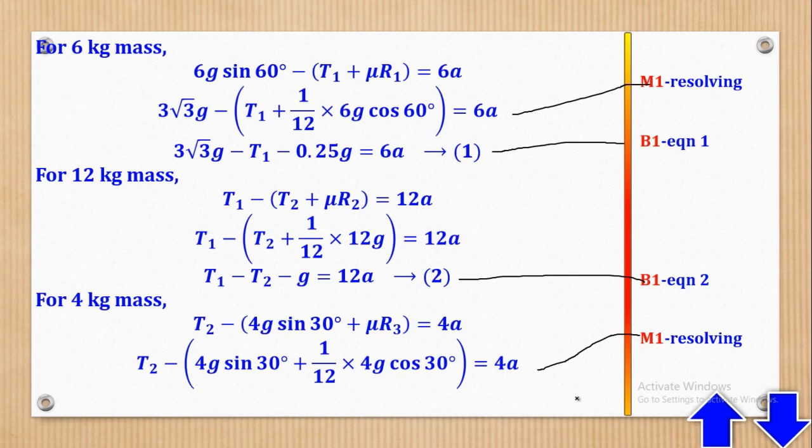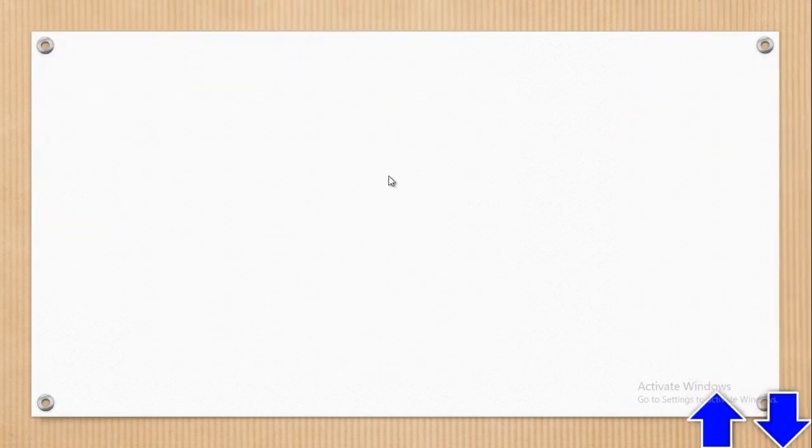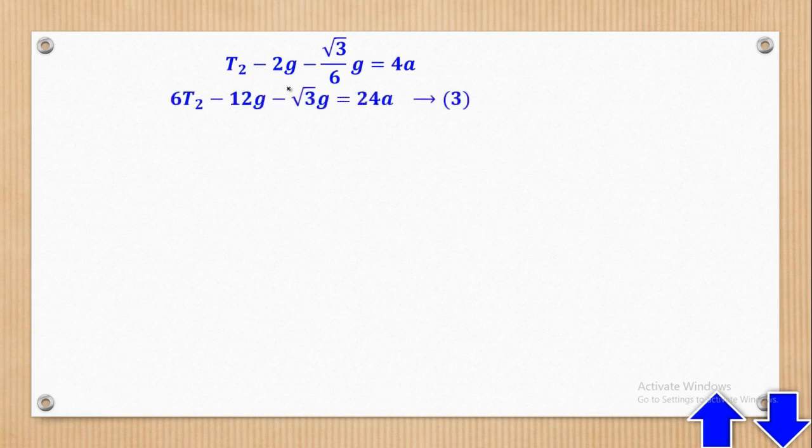So for the next slide, we shall simplify this equation. So when I simplify, that is what I'm going to get. And when I simplify further by removing the LCM, LCM is removed by multiplying throughout by 6 to come up with 62 minus 12g minus root 3g equal to 24a. So I have 3 equations and 3 unknowns. The unknowns are T1, T2, and a. Therefore, the next thing to do is to solve them simultaneously.